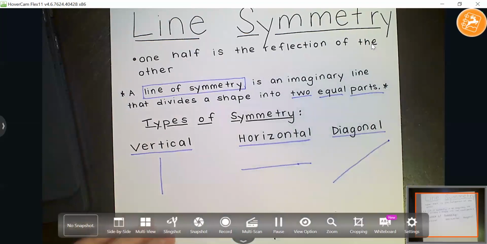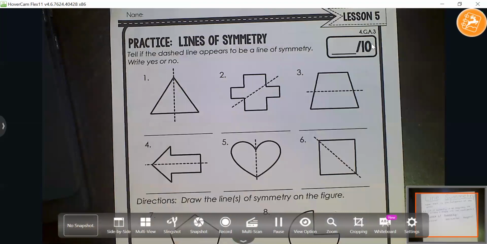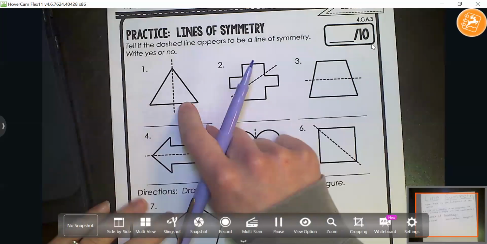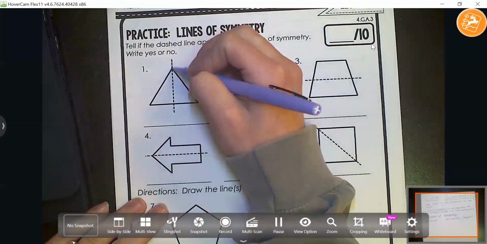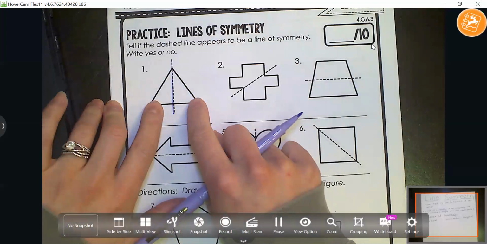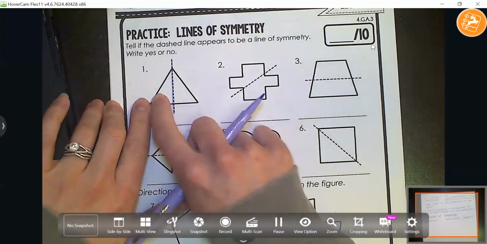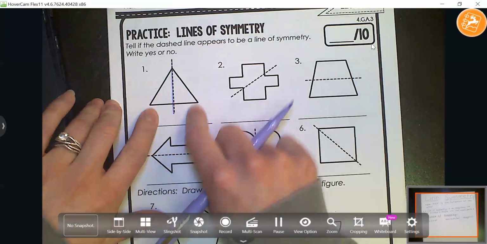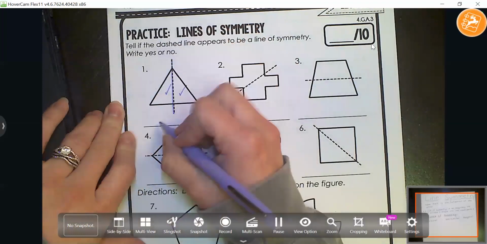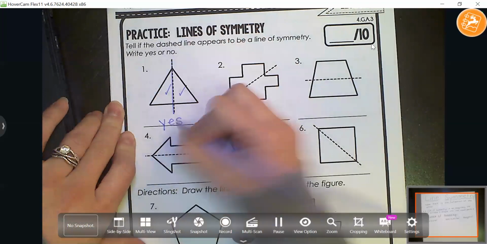All righty, so let's go ahead and look at some of these and see if they are a line of symmetry. All right, so let's look here at number one, this triangle. The line of symmetry is here. Do both halves of this shape, on both sides of where the line's been drawn, match? Yes, they do. So this would be a line of symmetry.